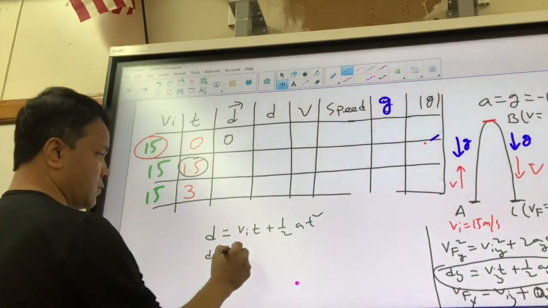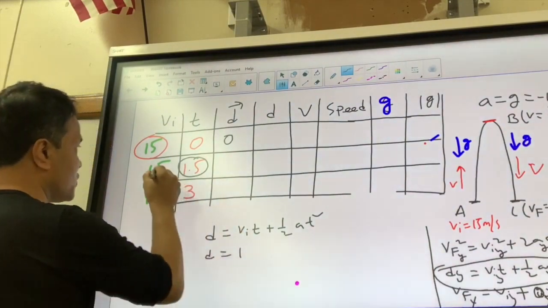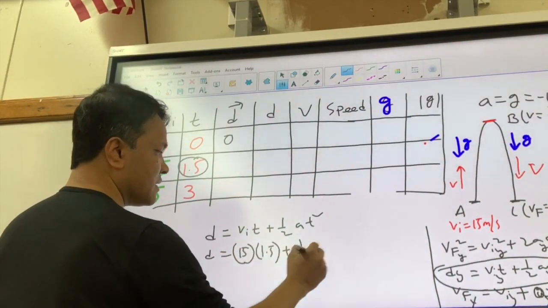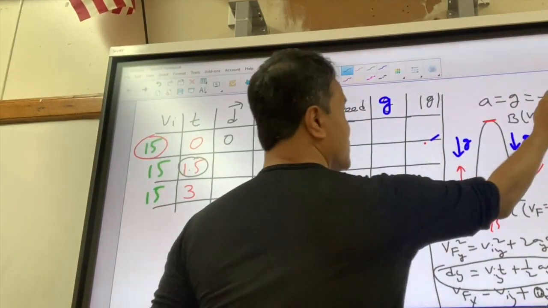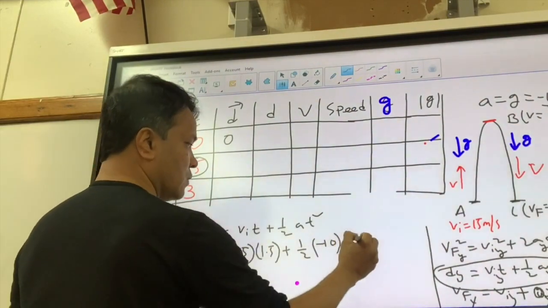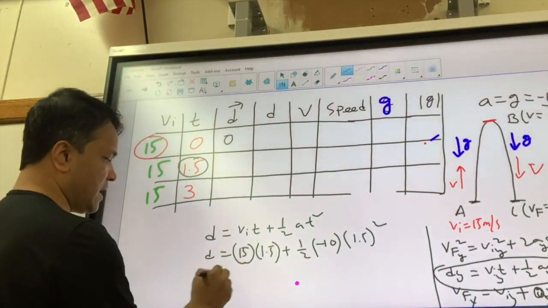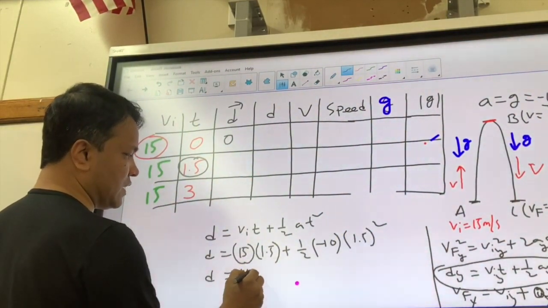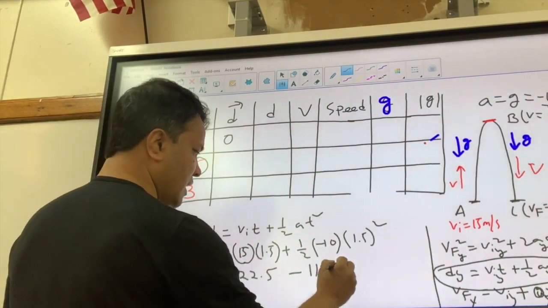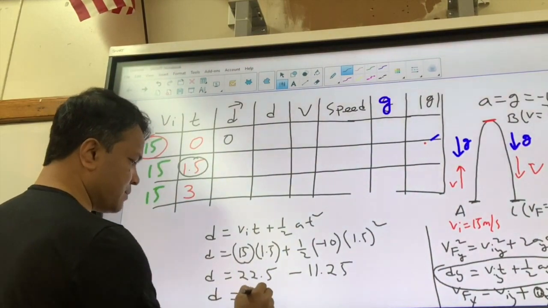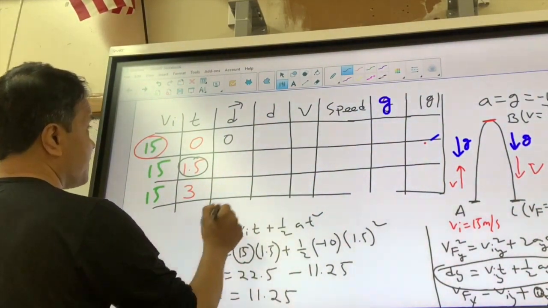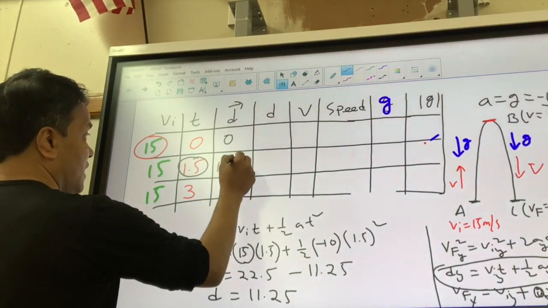Now I'm going to find the displacement at 1.5 second. At 1.5 second, what happened? Velocity is 15, times 1.5, plus half, and I'm going to use the acceleration due to gravity as negative 10, so that I don't have to use the calculator, times 1.5 square. So I have 11.25 minus 11.25. So D is 11.25. Displacement is 11.25.